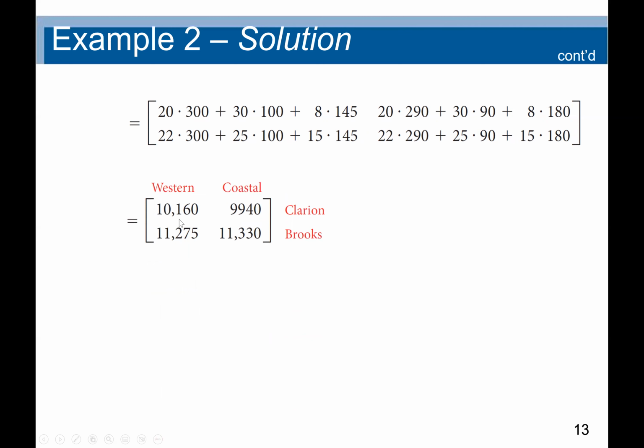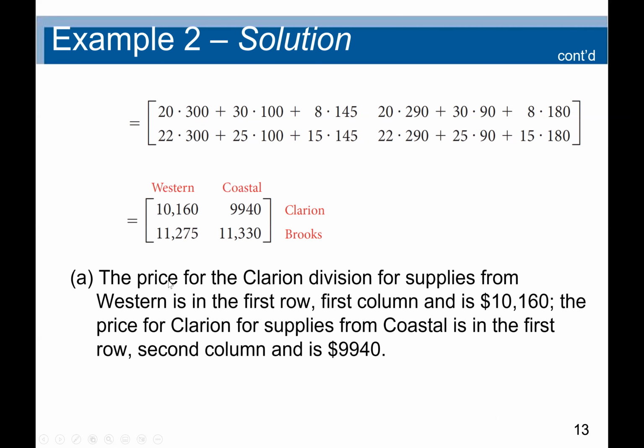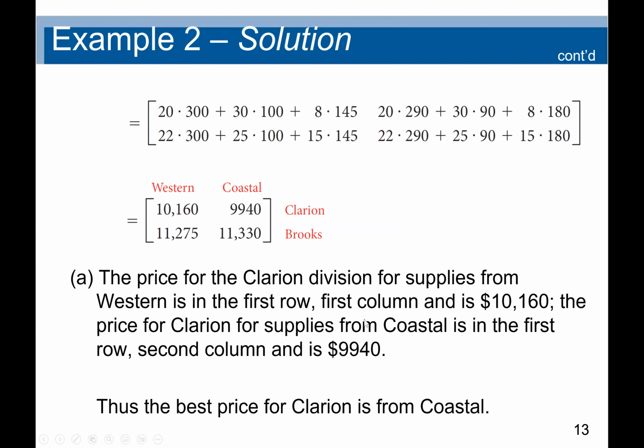So here we can see that the Westing is 10,160, and Costa is 11,275. We have 9,940 for Crayon, 11,330 for Brooks. So based on this, the price for the Crayon division for the surprise from Westing is in the first row and the first column, and it's 10,160. The price for Crayon for the surprise from Costa is in the first row, second column, which is 9,940. So we can see again, 9,940 is less. So the best price will be the Costa price.